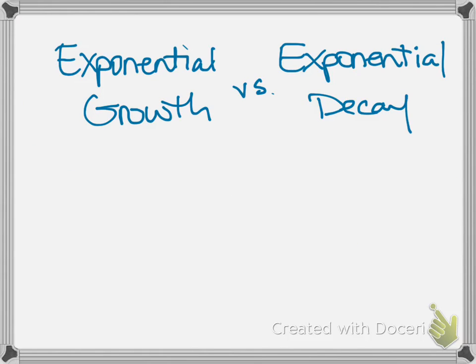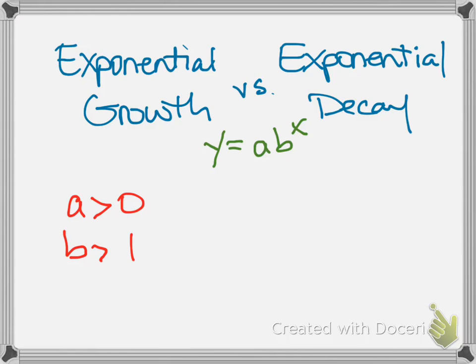So let's just briefly talk about what determines whether an exponential function will model growth or decay. We're going to go into a little bit more detail in the next video, but this is just an initial summary. So remember that for any exponential model that you have, whether it's growth or decay, your general form of the equation is always going to be y equals a times b to the x power. Now, if you have exponential growth, that's going to mean that a is greater than 0, and your b value will be greater than 1.